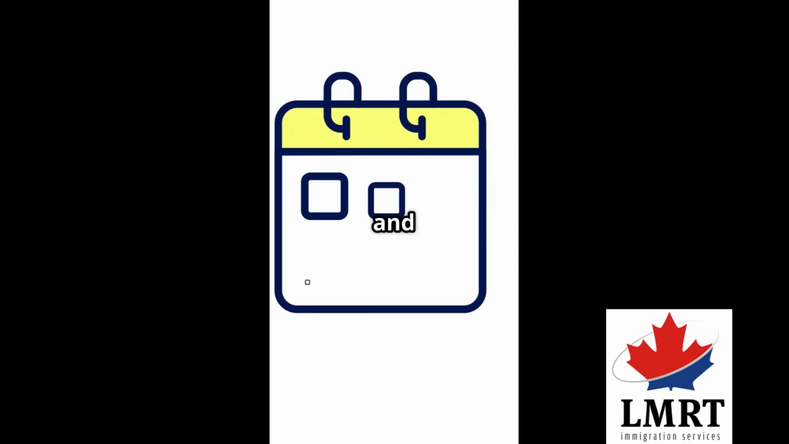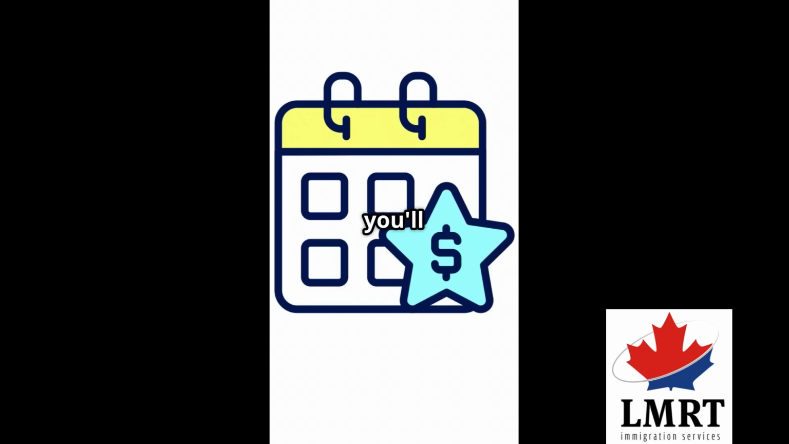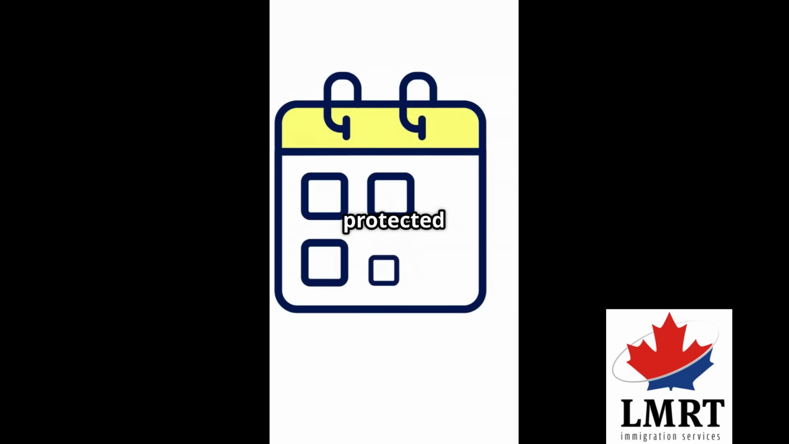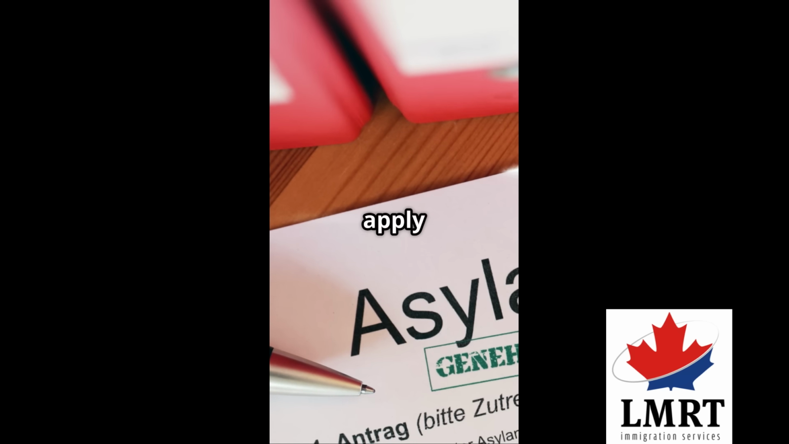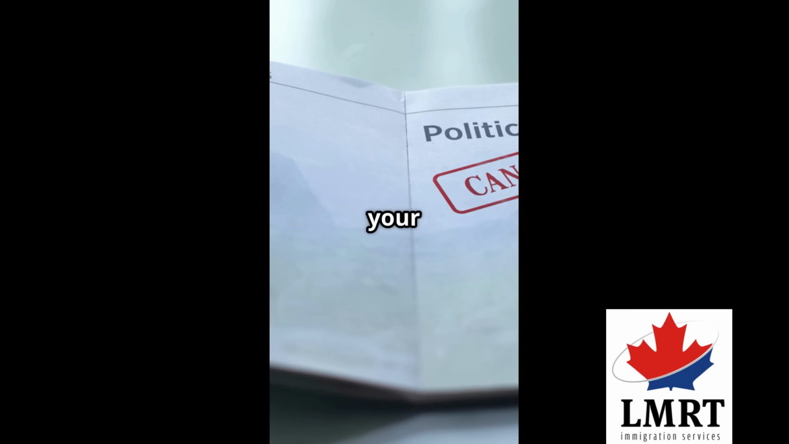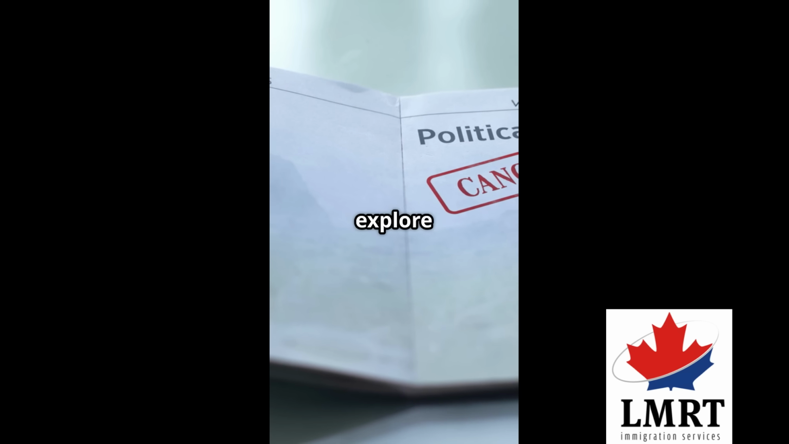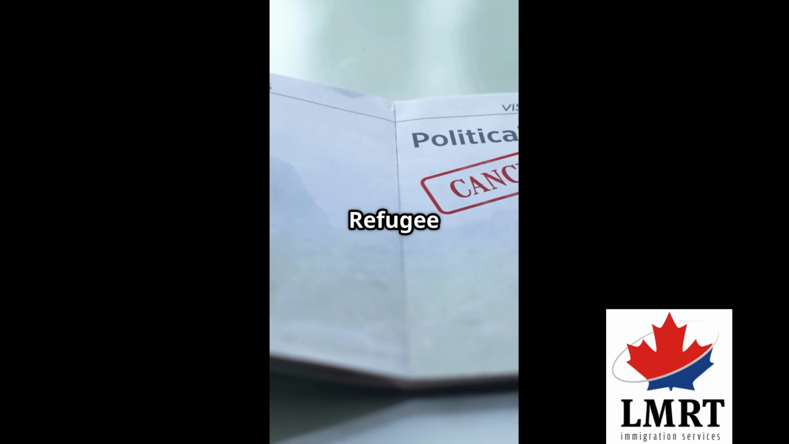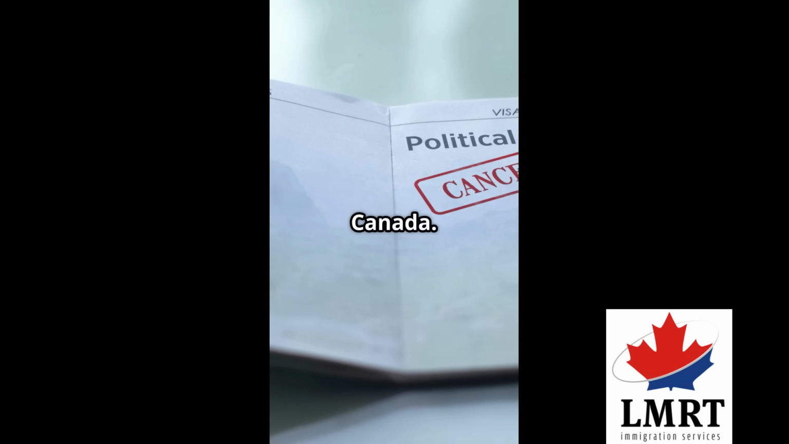If the Immigration and Refugee Board accepts your claim, you'll attain Convention Refugee or Protected Person status, allowing you to apply for permanent residence. If your claim is rejected, you'll need to explore other options such as appeal to the Refugee Appeal Division or prepare to leave Canada.